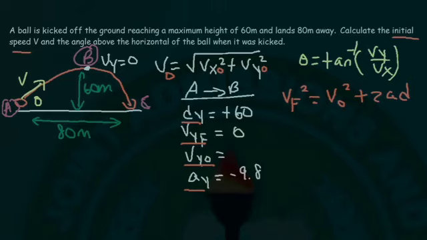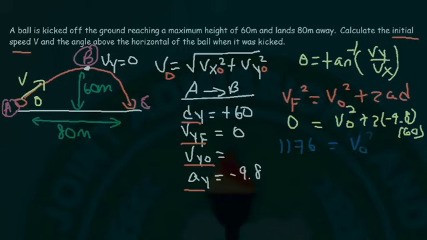So let's plug in the values that we have. V final is 0. We're looking for v initial. A is negative 9.8 and d is positive 60. So 2 times 9.8 times 60, that's 1176, but negative. And if we move it from the right side to the left side, it's going to be positive 1176, and that's equal to v initial squared. So we're going to take the square root of both sides.